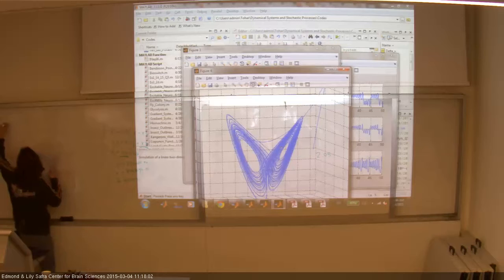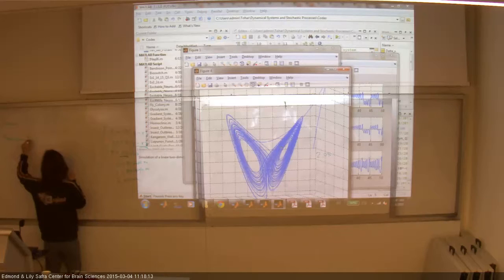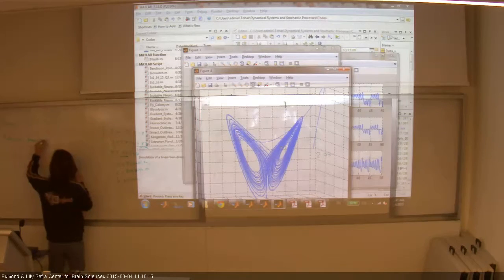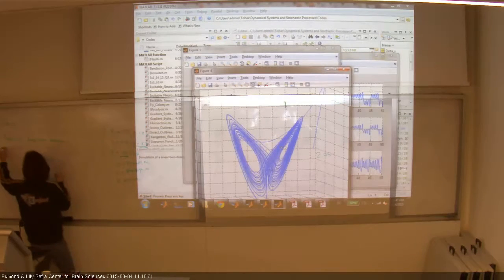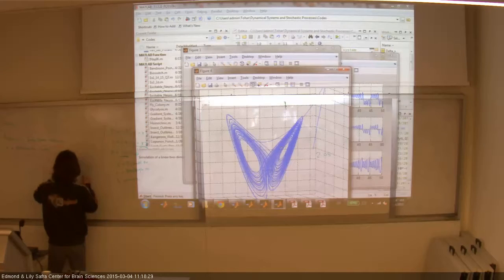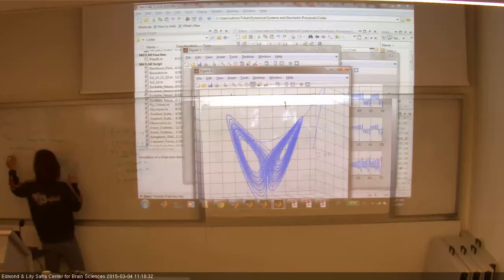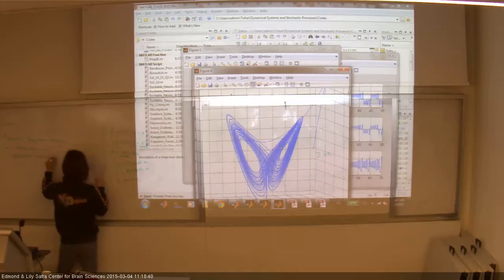Okay, chaos is defined as aperiodic long-term behavior in a deterministic system that exhibits, and this is important, sensitive dependence on initial conditions.